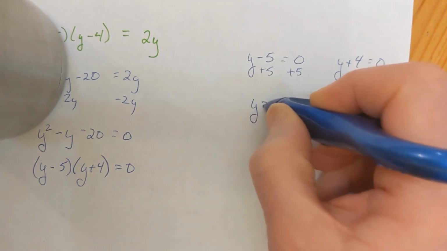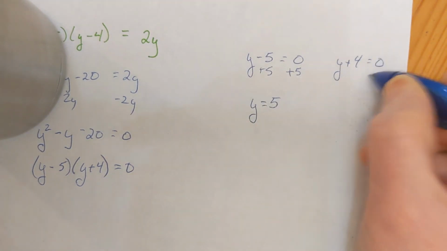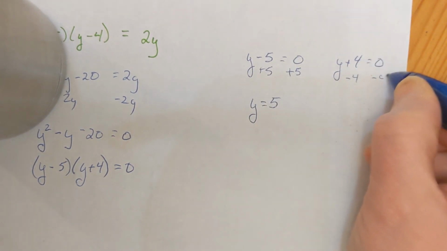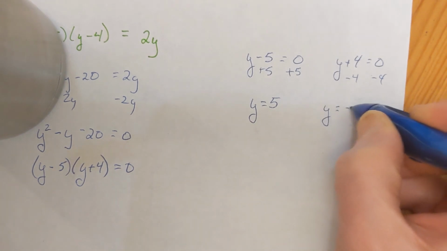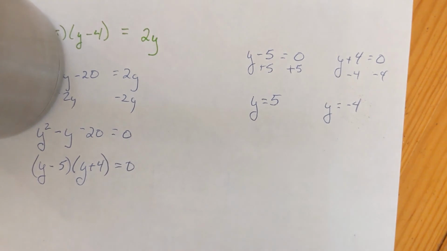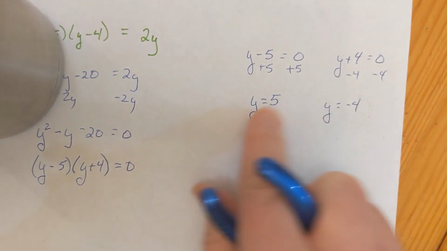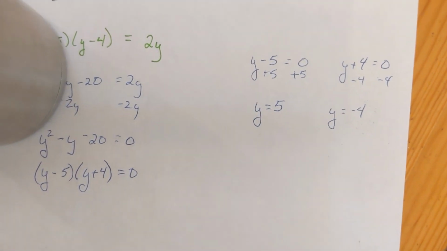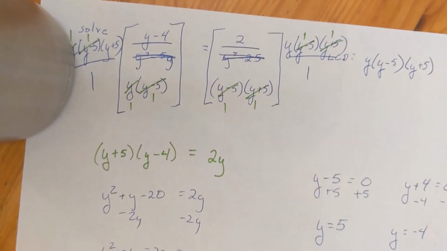This gives me y equals 5 and y equals negative 4. One more thing I have to do. I have to check to make sure both of these answers work in my original equation.